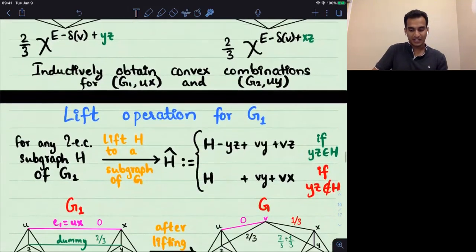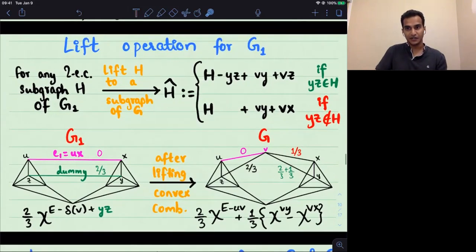So we need to translate our inductive solutions back to the original graph. We define the lift operation for G1. Given any two-edge connected subgraph H of G1, the lift of H is defined as follows. If the dummy edge YZ belongs to the subgraph, then we subdivide it at the vertex V. If YZ does not belong to H, then we simply add these two edges, Vx and Vy, to the graph.